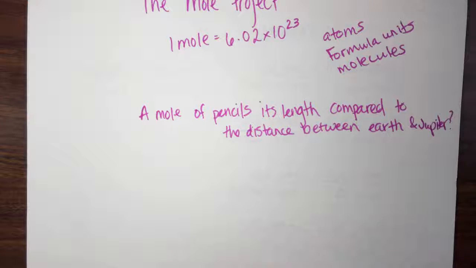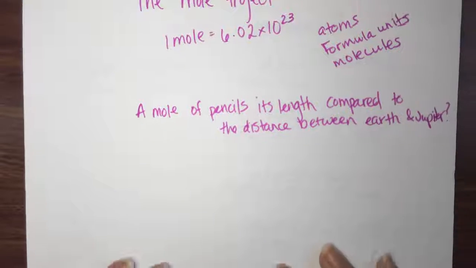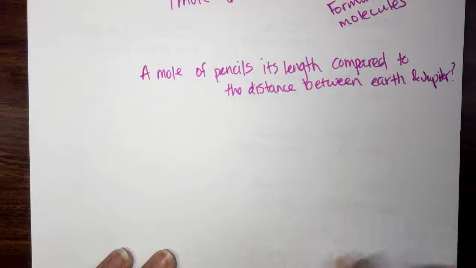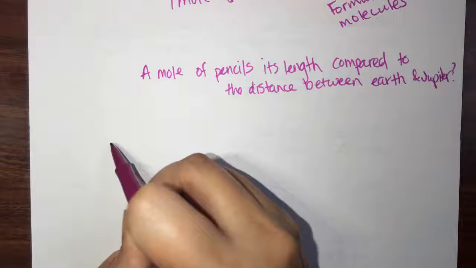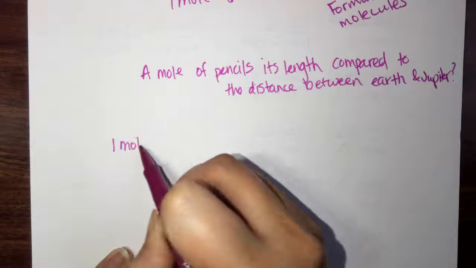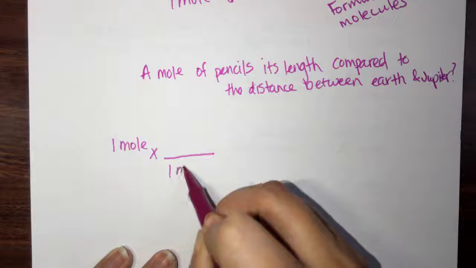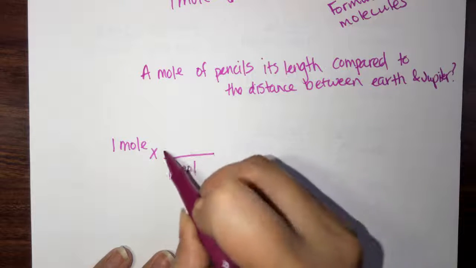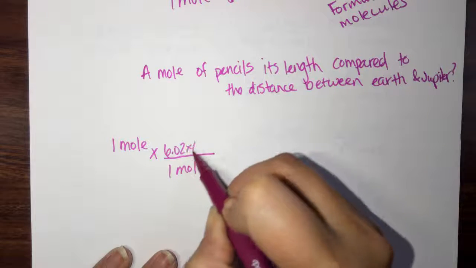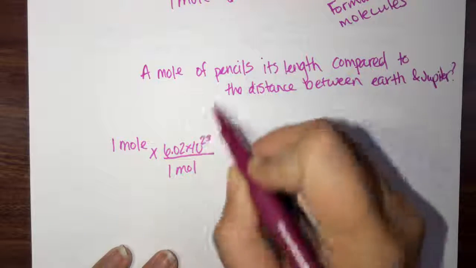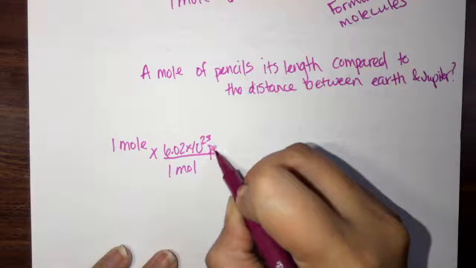Okay, so of course you have your poster requirements on your Google document. I'm just showing you how you are going to go about doing this. So everyone is going to start with one mole of something, and then we have to convert to whatever object that we are working with. So one mole equals 6.02 times 10 to the 23rd, and I want moles of pencils, so this is pencils right here.